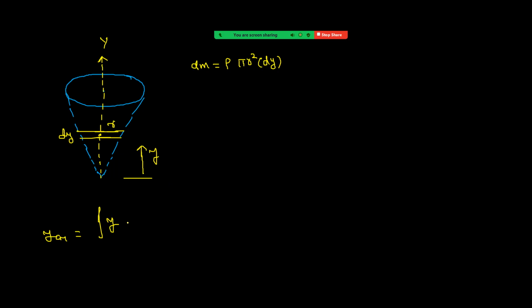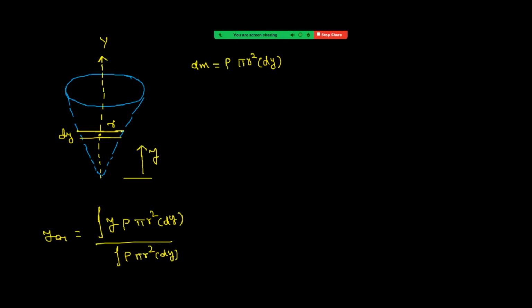Now we can substitute here: rho into pi r square dy, upon again rho into pi r square dy, the integration of dm.